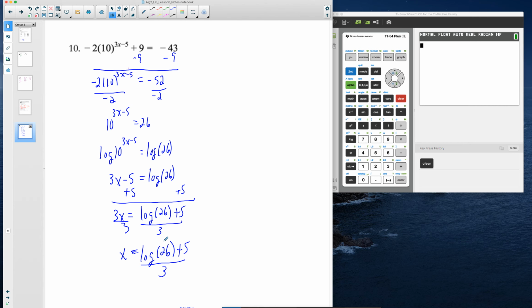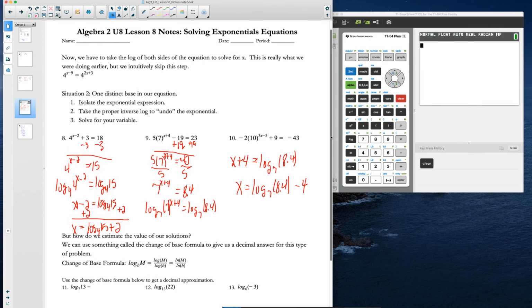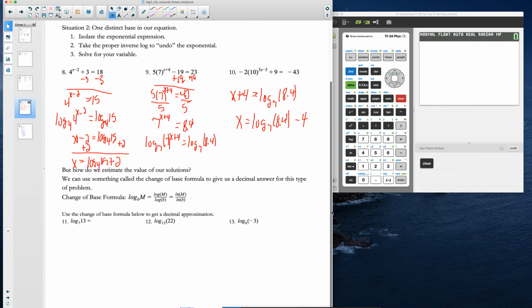Okay, now that really does it for the solving part. But what I'm going to show you now is if you need to get an exact answer on your calculator, how do you do that? Because if you look at your calculator, and I have my calculator open over here, notice you only have 2 keys. You have the log and you have the natural log.